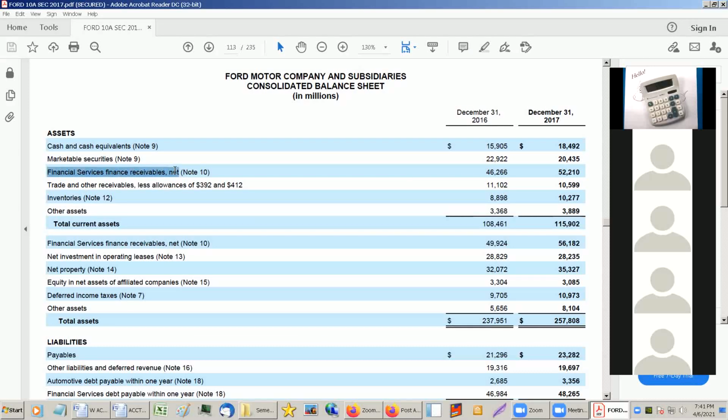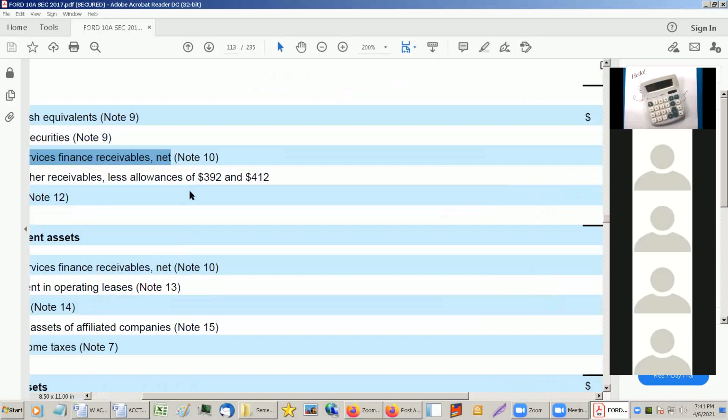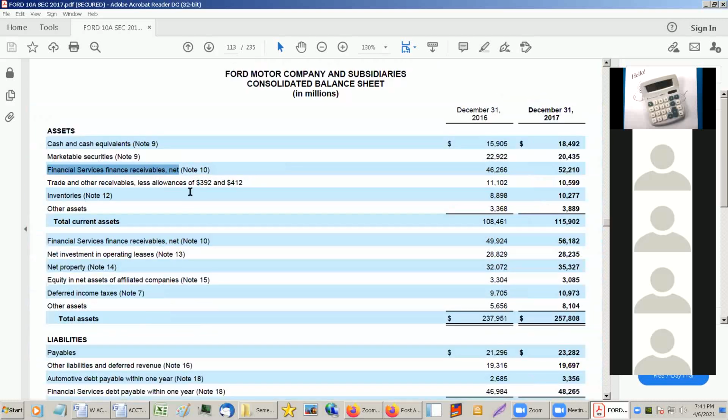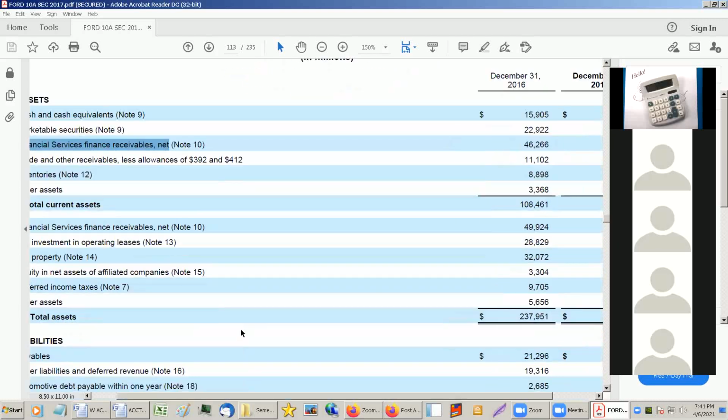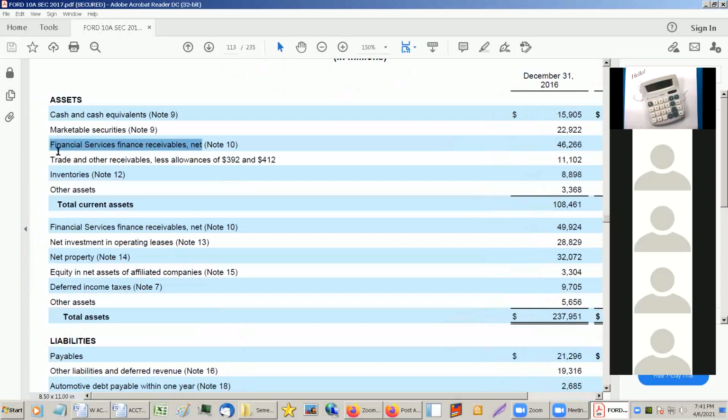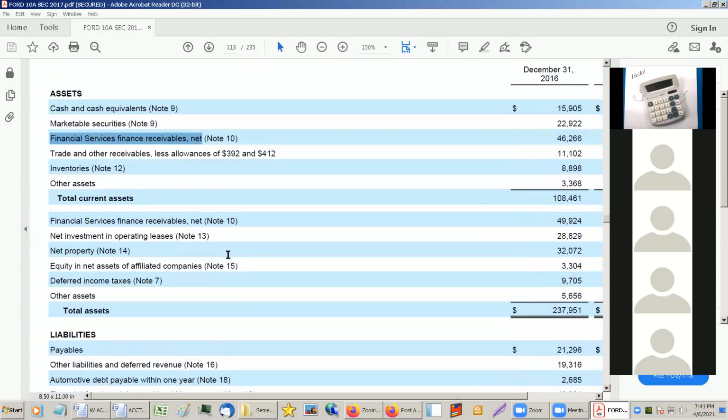But you'll see, they have finance receivables. Let me zoom in here a little bit. So the finance receivable, they'll say net. And then they'll say, oh, by the way, go look at note 10. So there's note 10 at the bottom of the financial statements that you can take a look at. And here are some trade receivables, less allowances, just like we talked about, for 392.